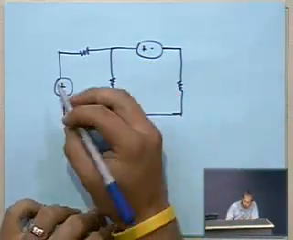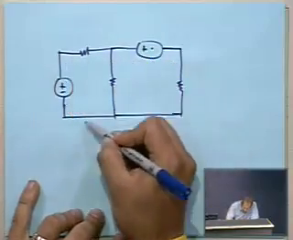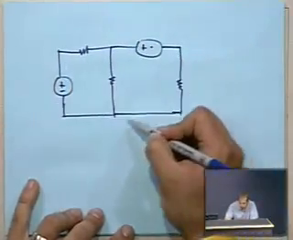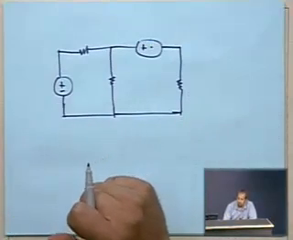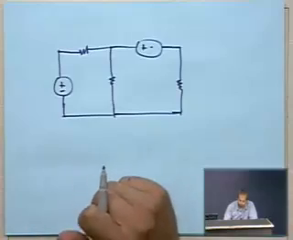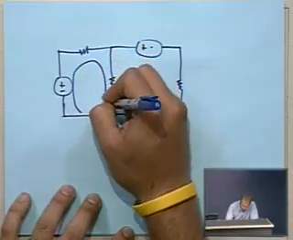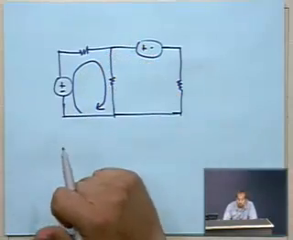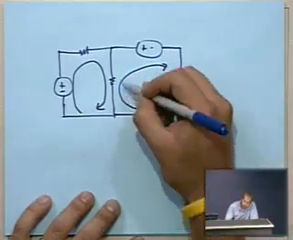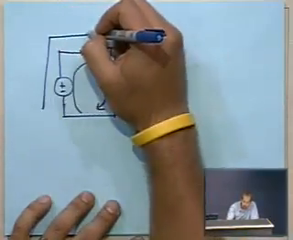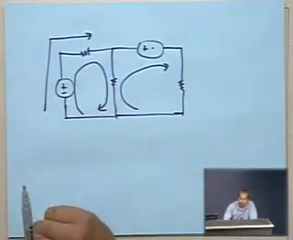And so we can start here and we can go around here and that's a loop. And we can go around here and that's a loop. A mesh is a special case of a loop that contains no other loops inside of it. So this, running around like this, that is a mesh. This is also a mesh running around here. Around the outside, that is only a loop. It is not a mesh because it contains two loops inside of it.